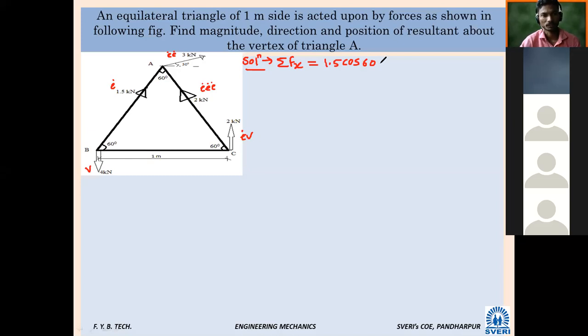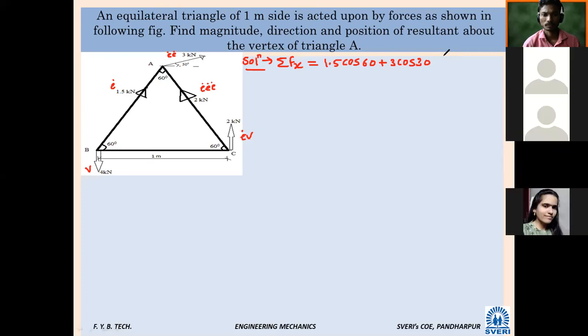Its X component, plus or minus? Plus. What will it be? 3 into cos 30. Yes, sir, 3 cos 30. Next, force number 3, 2 kilonewton. Plus or minus X component? Is it going towards the positive x-axis or negative x-axis? Minus, sir. Negative.